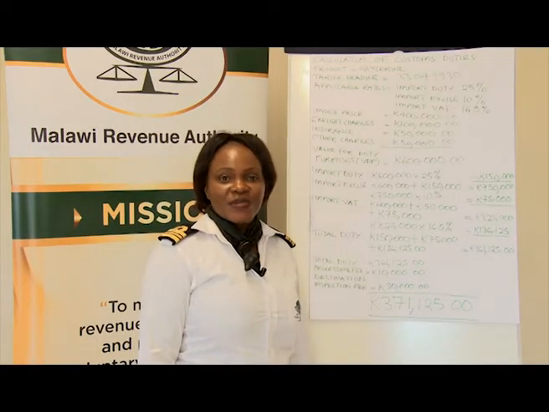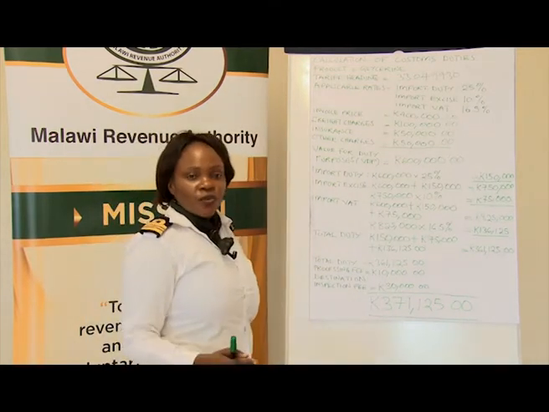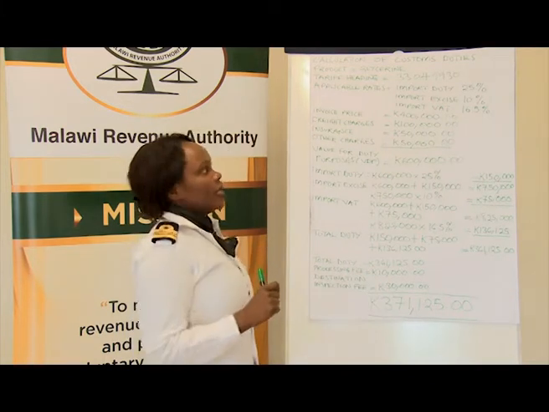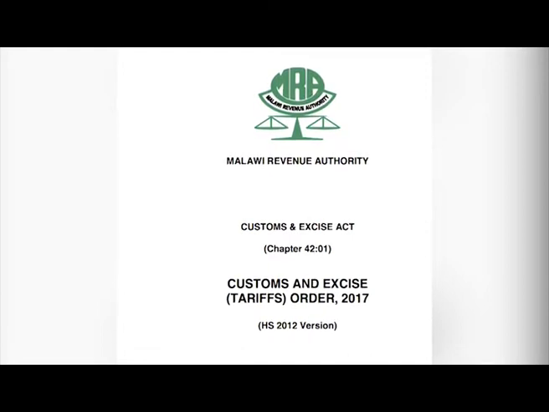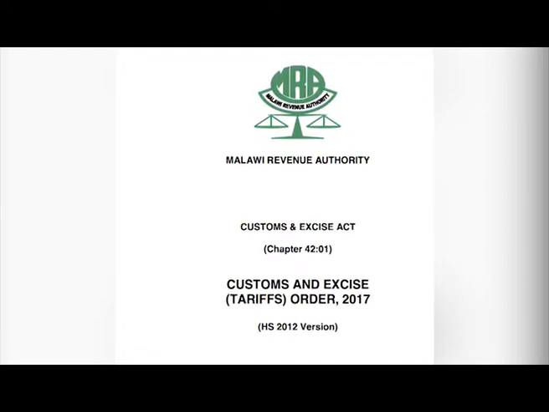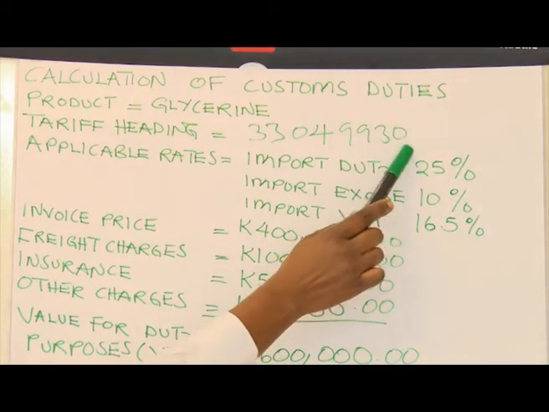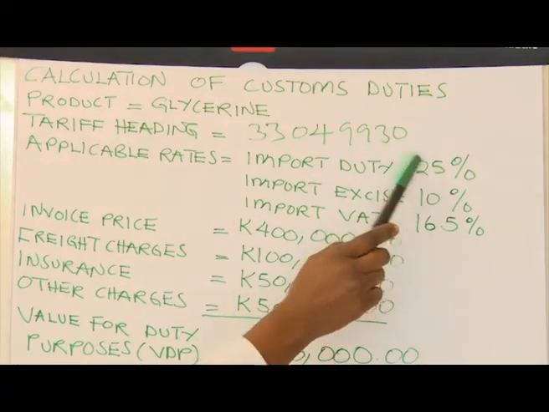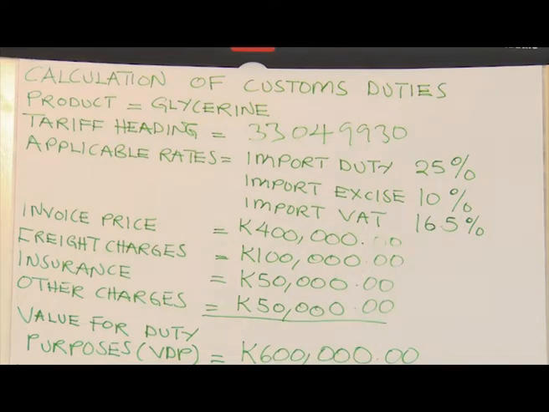Now, I'm going to show you how to calculate customs duties. We are going to assume that you have imported purified glycerin from China. According to our Customs and Excise Tariffs Order, the tariff heading for purified glycerin is 3304.9930. And the applicable rates are import duty 25%, import excise 10%, and import VAT 16.5%.